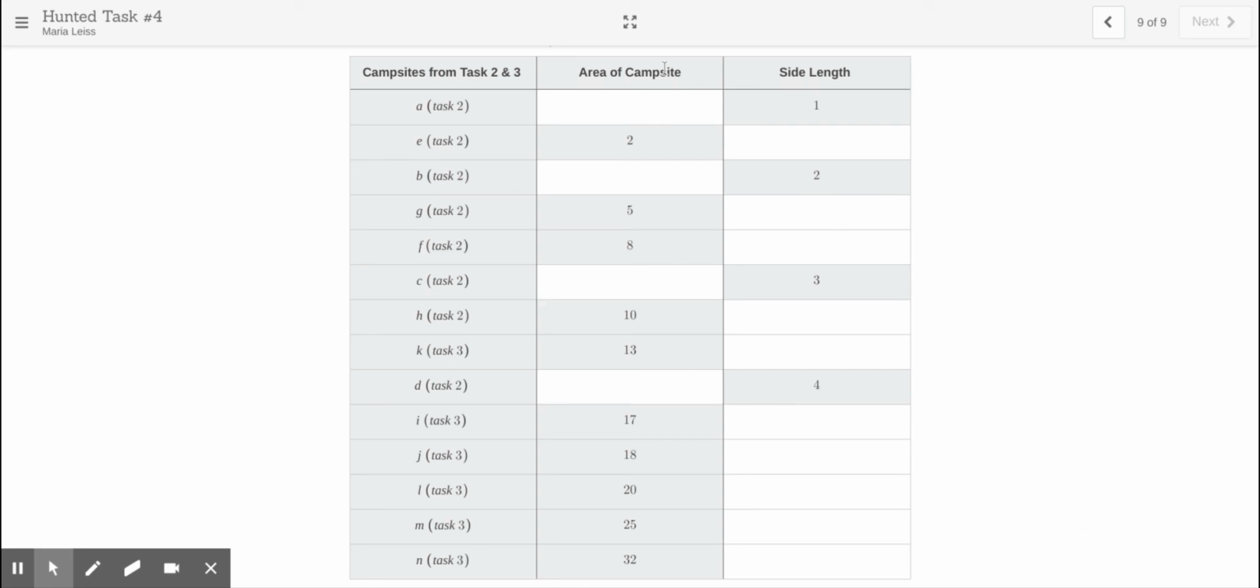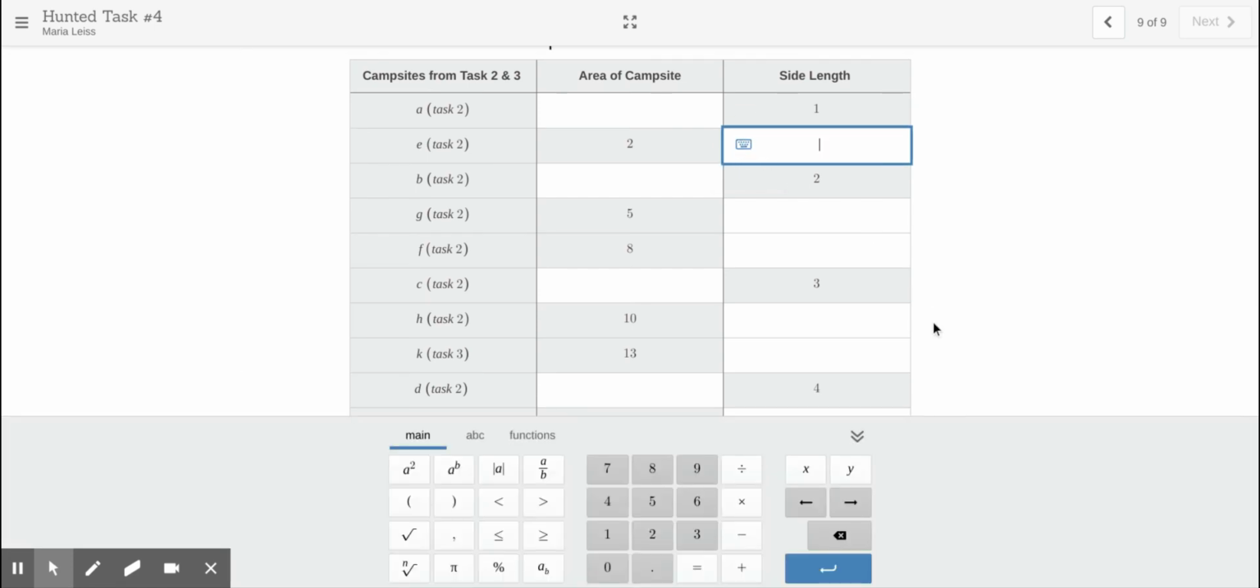We've already found the areas of all of these campsites. If you go back to task 2 and you've forgotten if the side was 1, go back and look at what we found the area was. Now, for the rest of these, you're not going to get a whole number side length. You're going to estimate. So for this one, I want to show you how to write that answer. Click in the box. You're going to hit the square root button. You're going to do the square root of 2.